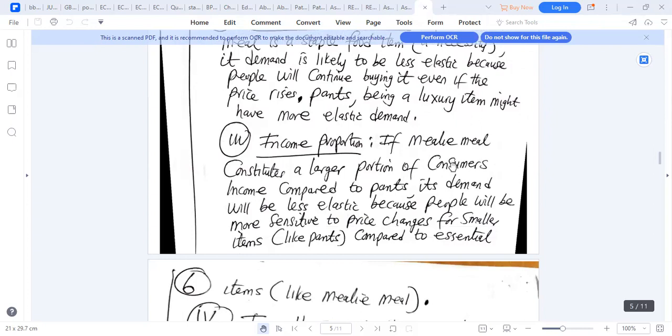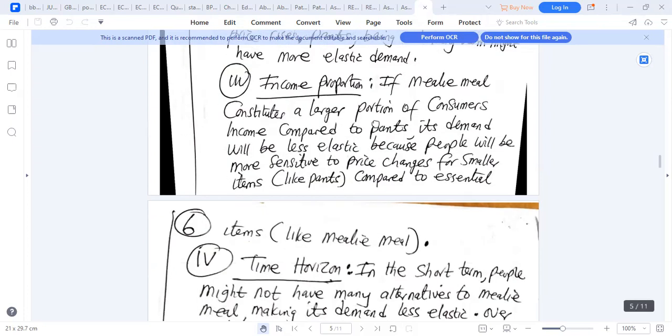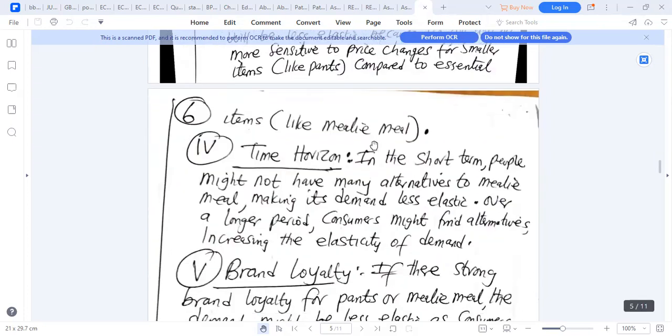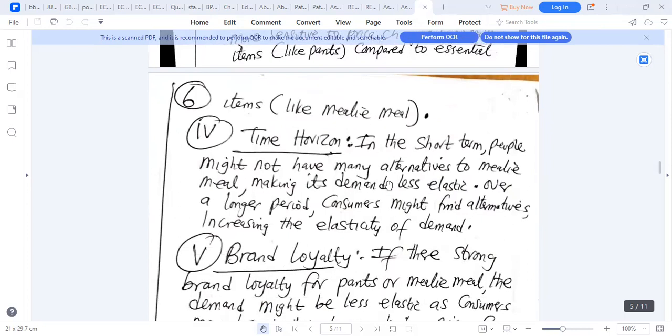Then income proportion. So if mini meal constitutes a larger portion of consumers' income, income would be more dedicated to mini meal than to pants. In this case, people will be more sensitive to price changes in small items like pants compared to an essential product. So, time horizon. In the short run, people here might not really have alternatives to mini meal, so they will buy it. Over time, perhaps they will look for other alternatives like cassava if mini meal goes up. So the short run being a factor, as time horizon, people still buy.